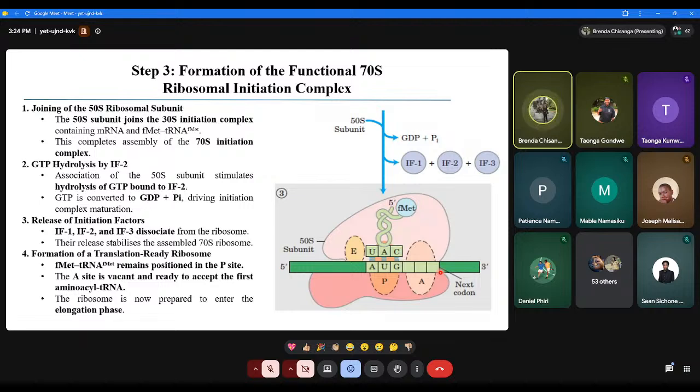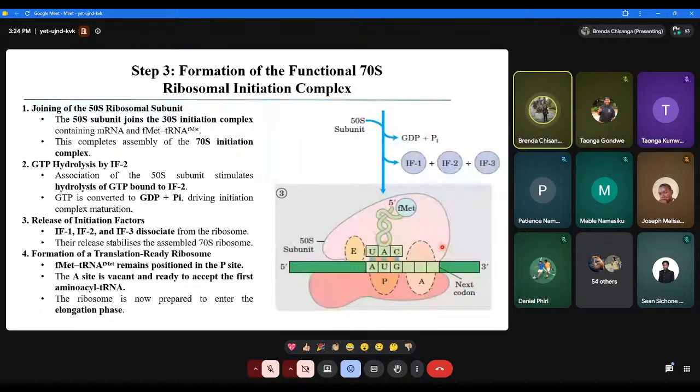Now, the binding of the large subunit to this smaller subunit can only be possible if these initiation factors such as IF3 and all the others are released. If they're not released, remember, the small subunit will not stably associate with the larger subunit.